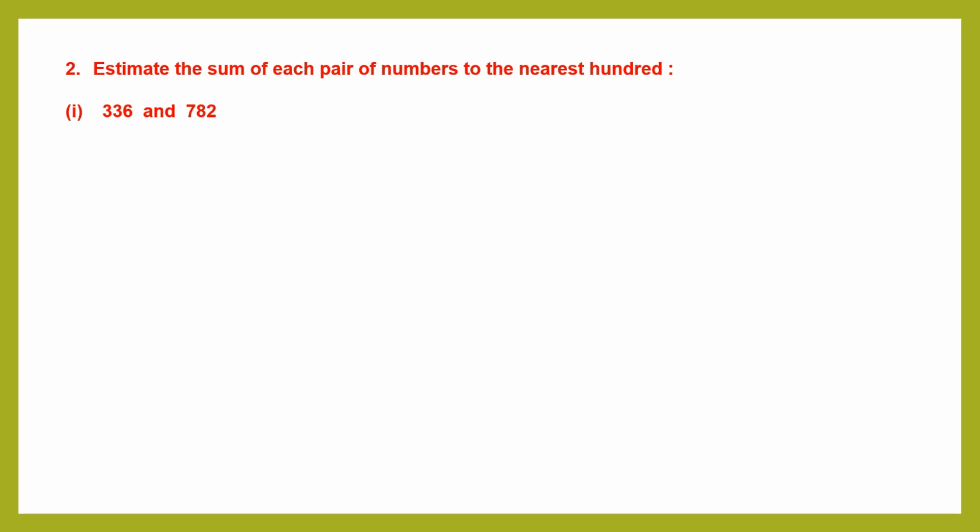Question 2. Estimate the sum of each pair of numbers to the nearest 100 this time. So we have again a pair of numbers. We're going to round it off to the nearest 100 and then find the sum. Sum means adding up. So let's begin.